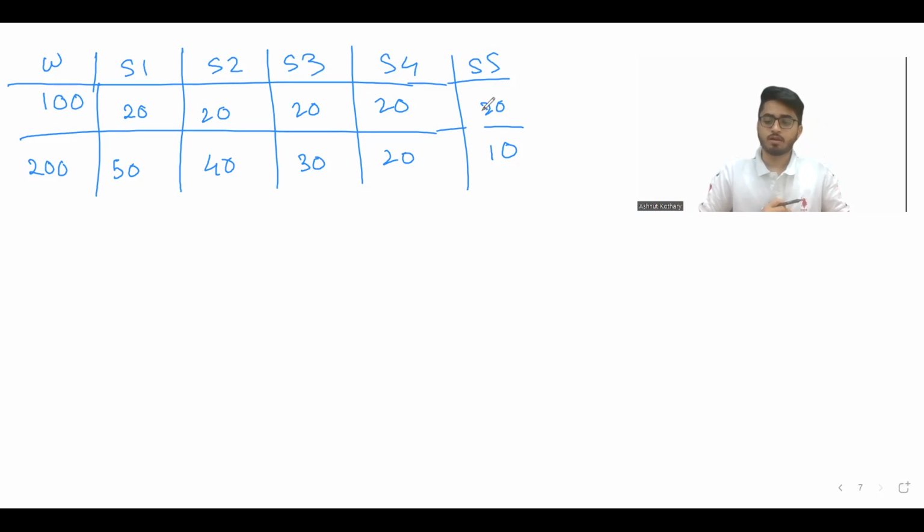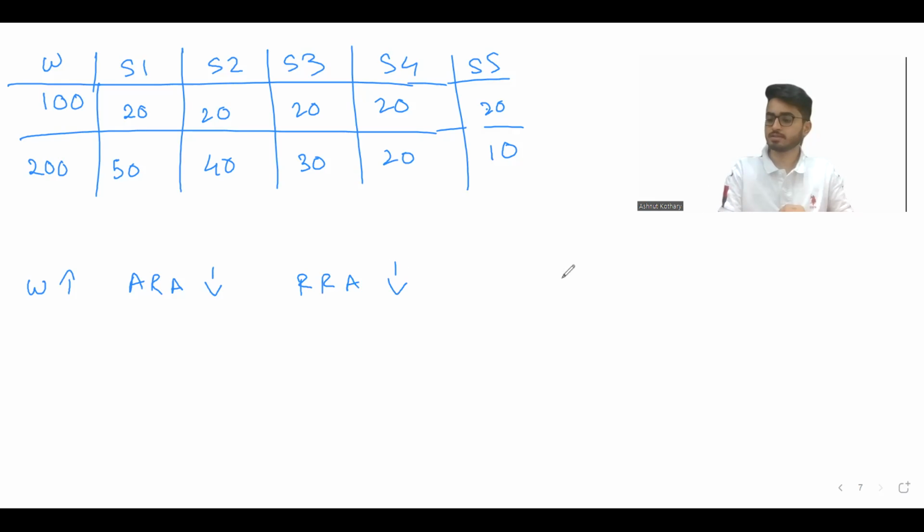In the first scenario, what happens to ARA, absolute risk aversion? Is it increasing or decreasing as wealth increases? It is decreasing. The amount invested in the risky asset is increasing, so my ARA is decreasing as wealth increases. What happens to RRA? Initially 20%, then 25%. No, 50 by 200, 25%. So we are now allotting a higher percentage, so RRA is also decreasing.